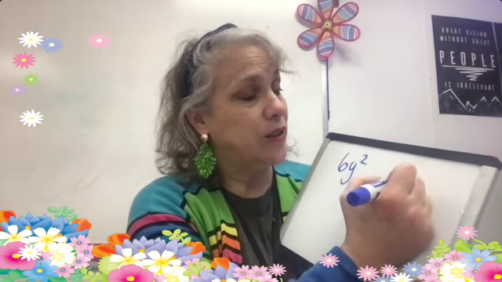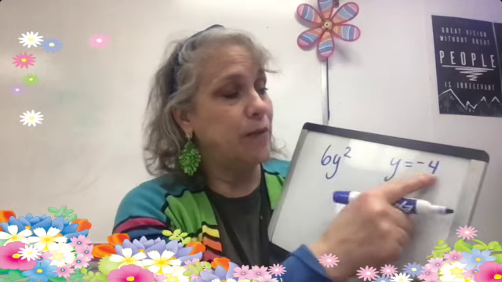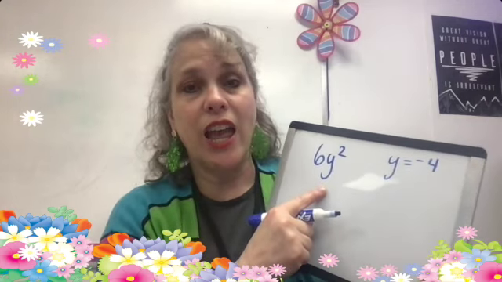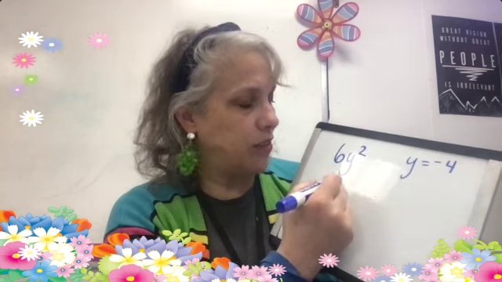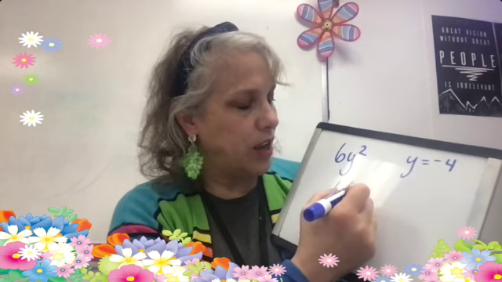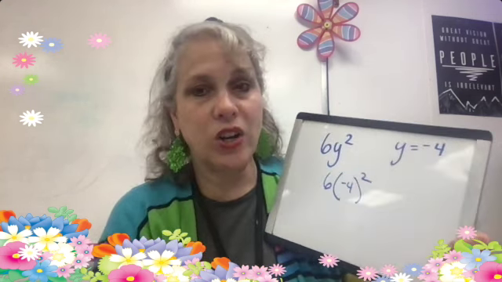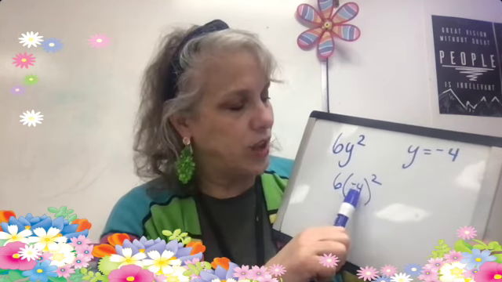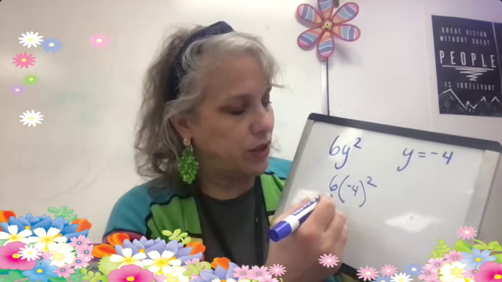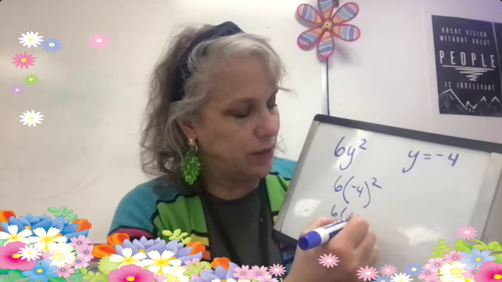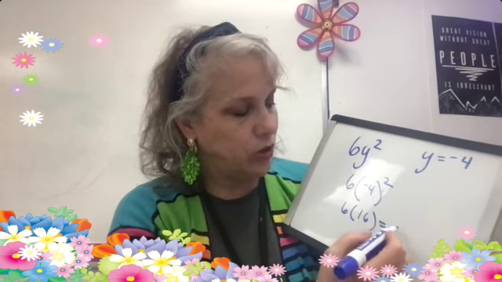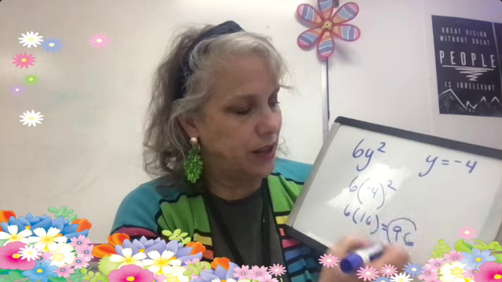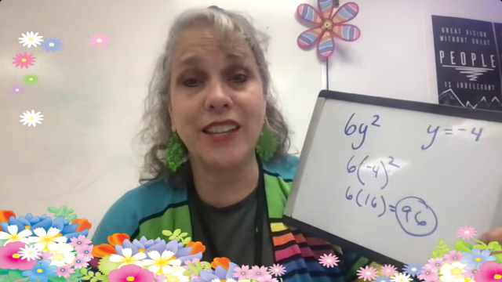So if I have 6y squared and I say, let y be -4. So y is -4. I'm just going to plug -4 in there and I'm going to come out with one number at the end. So 6 times -4 squared. Okay, so that's going to be -4 times -4 is 16. So it's 6 times 16, which would be equal to 96. And that is my final answer.